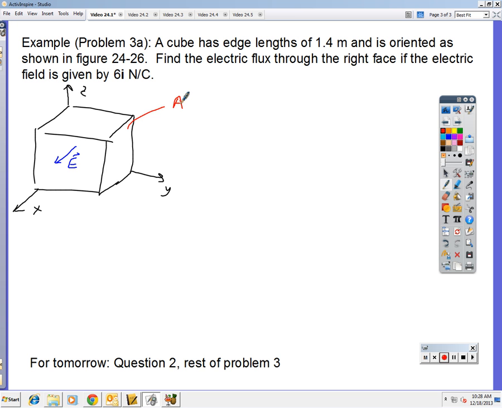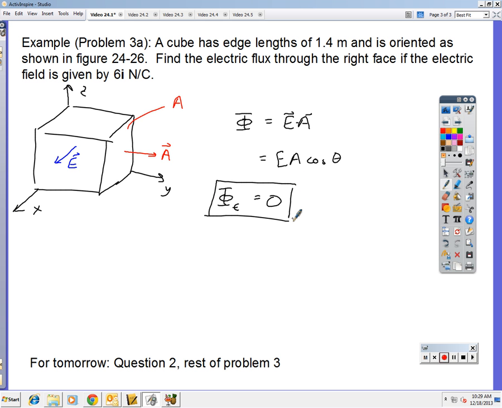First way, we could find the area vector, which points in the y direction. And if we say that the flux is equal to E dot A, or EA cosine theta, the angle between the area vector and the electric field is 90 degrees. And so that means the flux through that side of the cube equals 0. And that was easy.